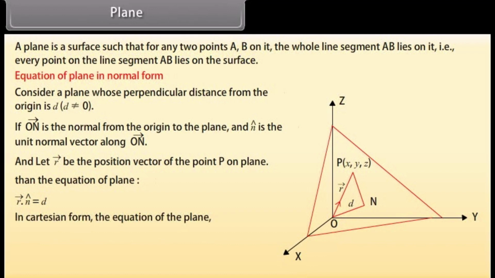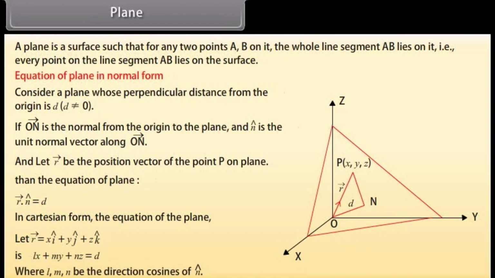In Cartesian form, the equation of the plane: let vector r equal x i plus y j plus z k, then the equation is lx plus my plus nz equals d, where l, m, n are the direction cosines of n cap.